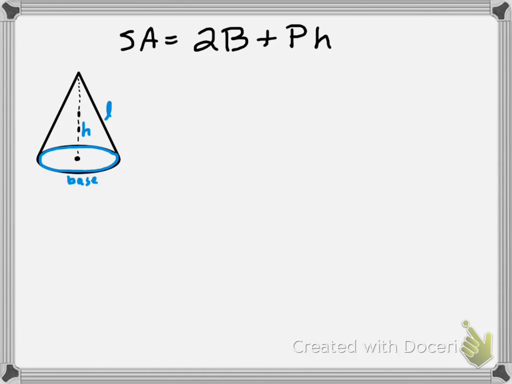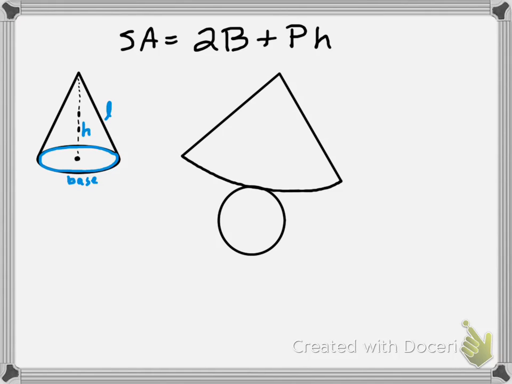Alright, so let's look at the net. Okay, so here's what we've got. We've got our slant height and our base. And again, why did I not draw the height for the net? Because it would be sitting in the middle of this, pointing out of the board. It wouldn't be on this net.